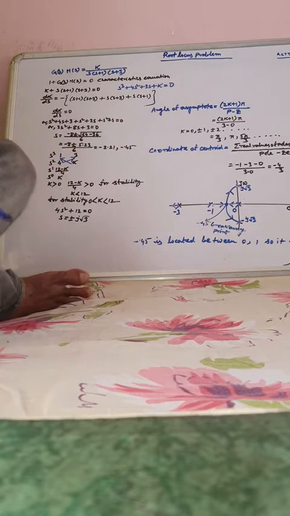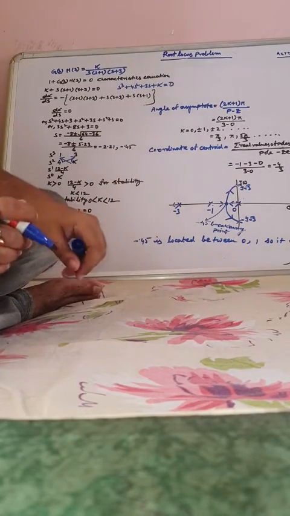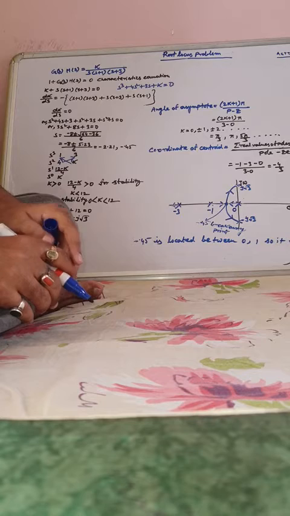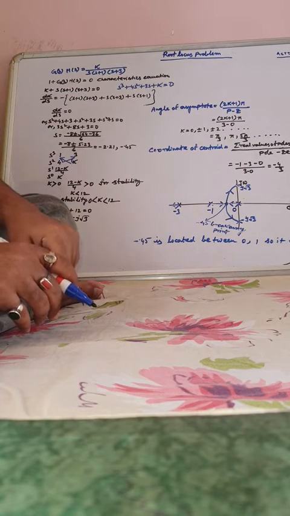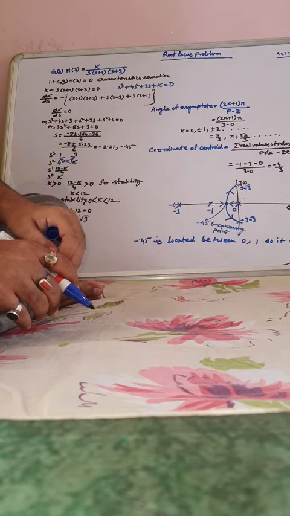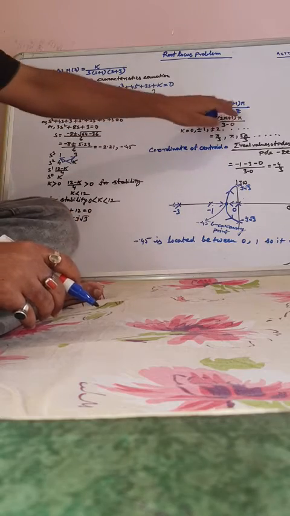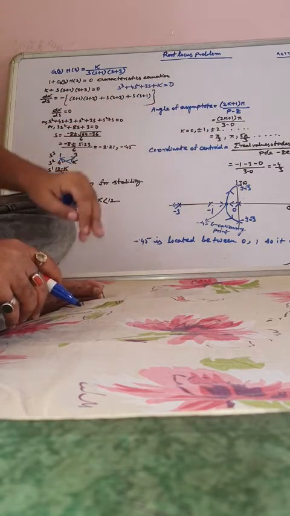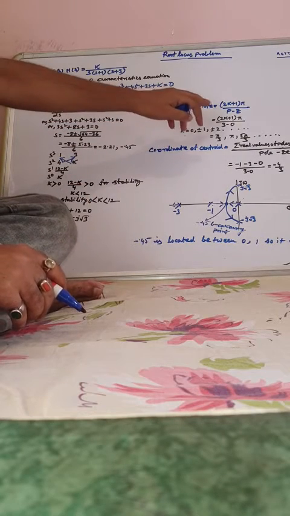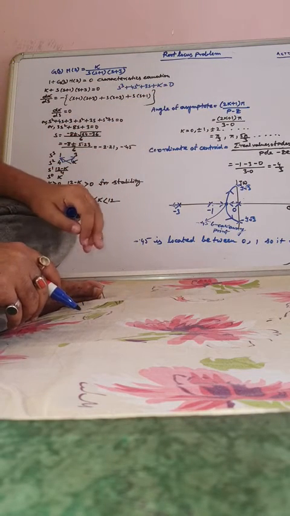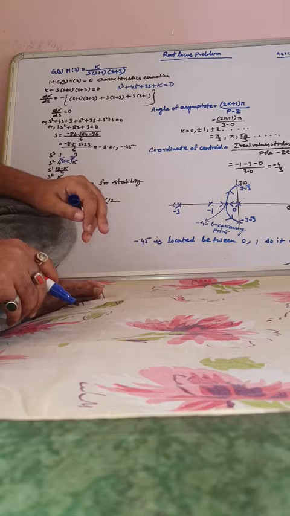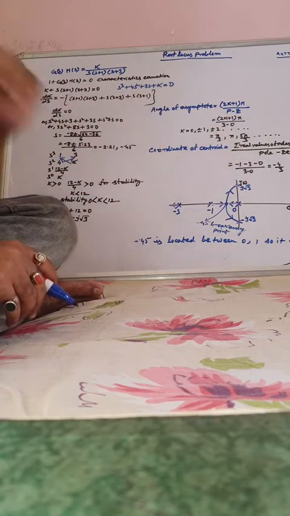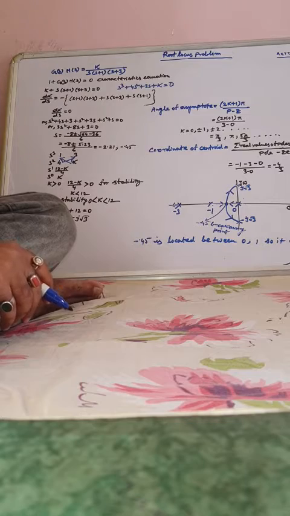Now the angle of asymptote formula is given to you: (2k plus 1) times pi divided by (P minus Z), where P is the number of poles and Z is the number of zeros. So k is 0, plus or minus 1, plus or minus 2. If you put k as 0, you get pi by 3, pi, and 5 pi by 3. These are the angles of asymptotes.